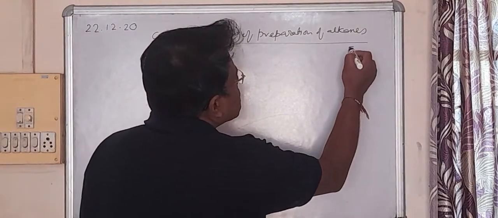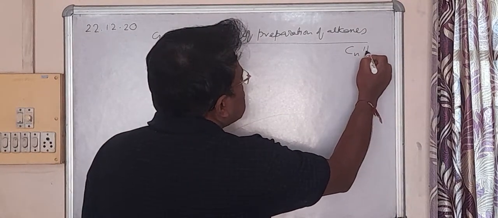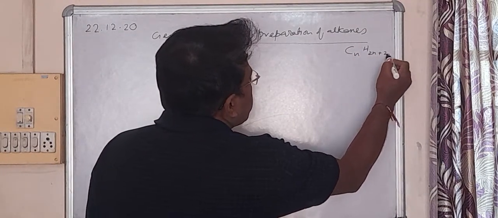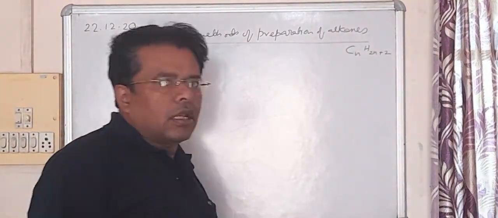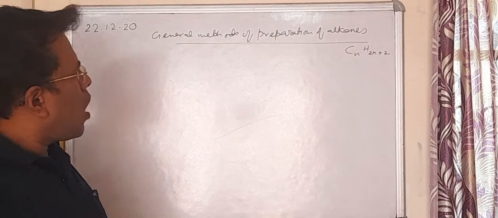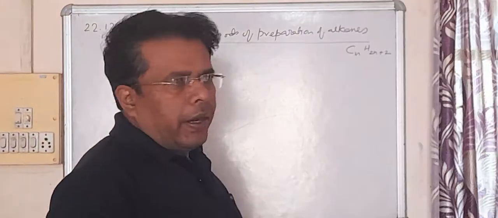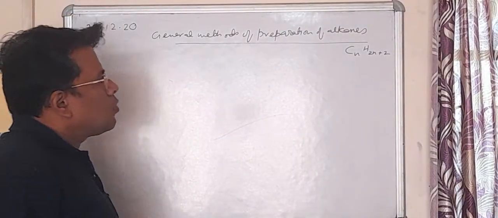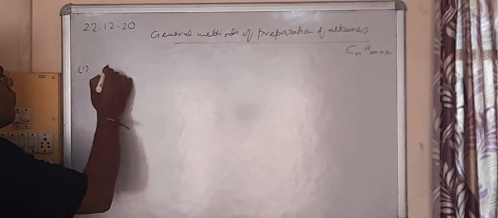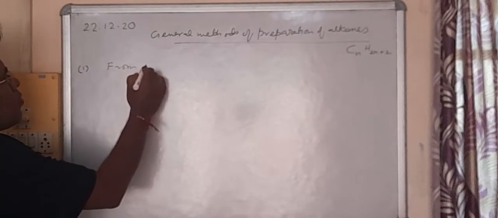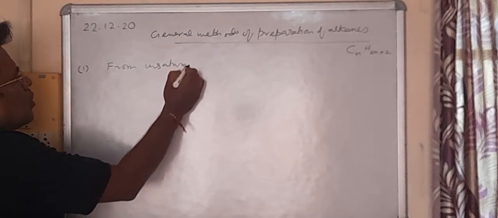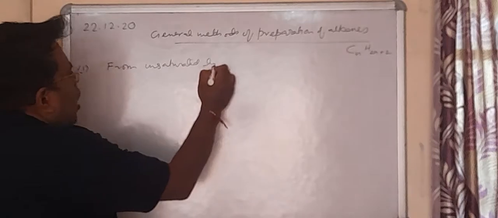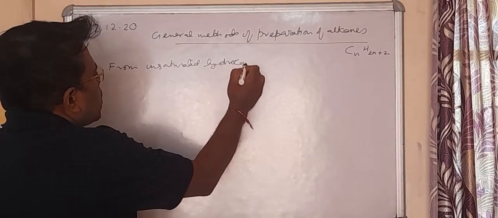Alkanes are hydrocarbons with formula CnH2n plus 2, and hydrocarbons are excellent fuels. So how are these compounds prepared? Okay, that I'm going to discuss. First method is from unsaturated hydrocarbons.